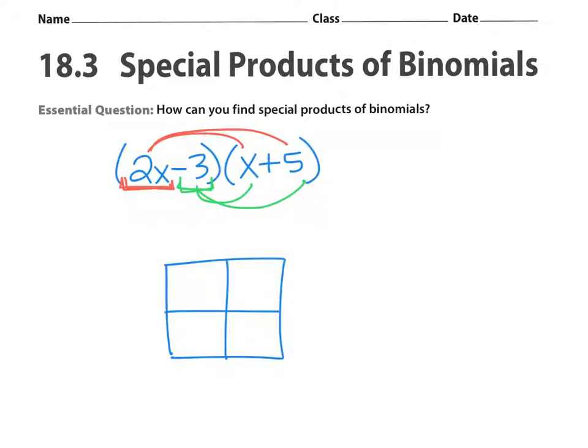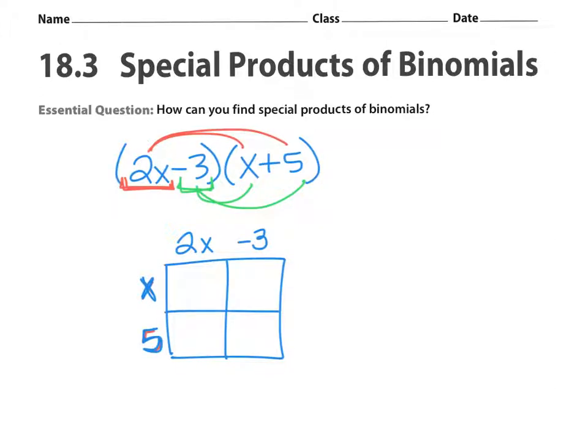So what we can do is take this first term and write it on, we'll say the top. That part doesn't really matter. So I'm going to split it apart and write it as 2x and minus 3. And then I'm going to split the second term apart, x plus 5. And now we can treat this like a multiplication table and just multiply the parts that go together.